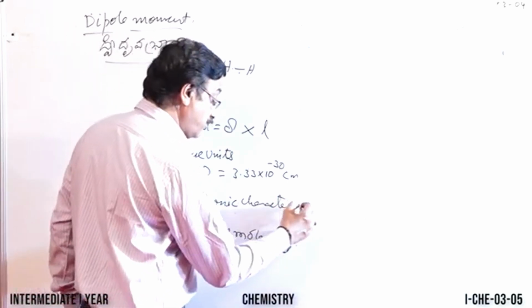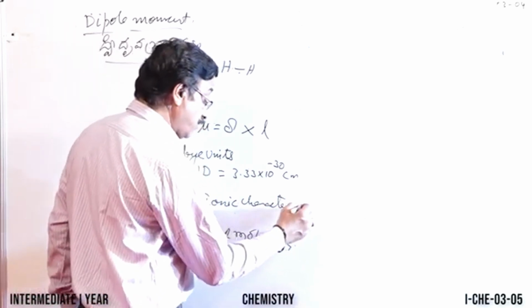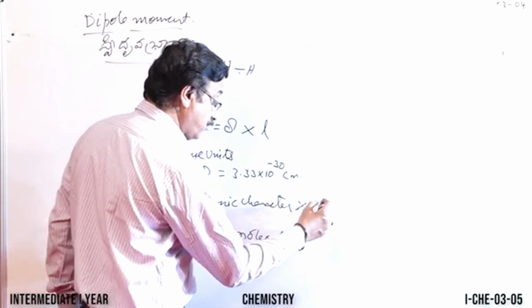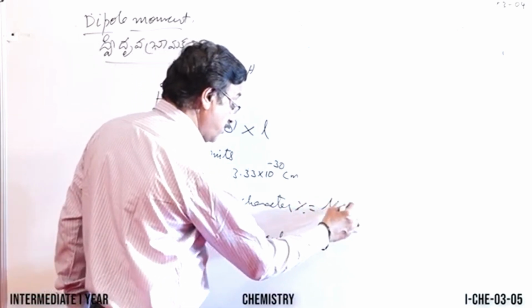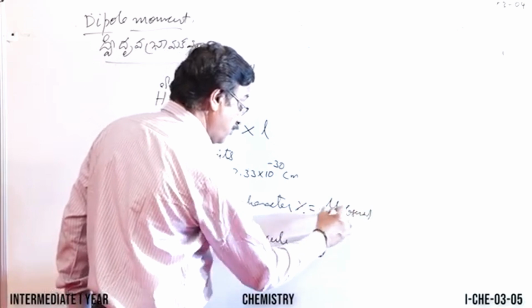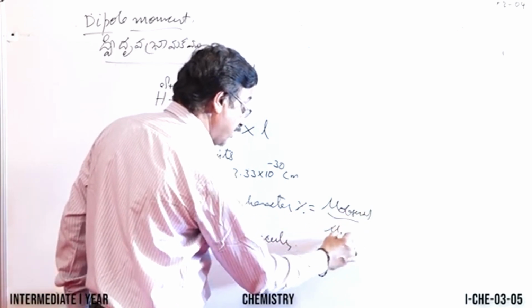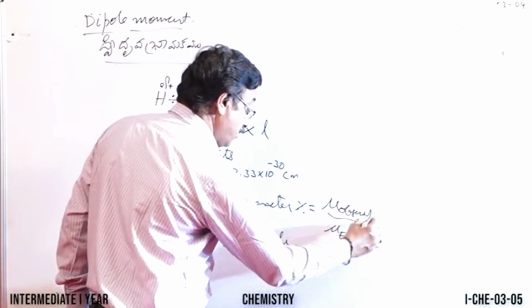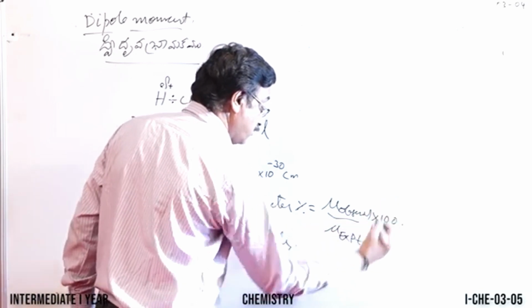So percentage of ionic character equals mu observed by mu experimental into 100.